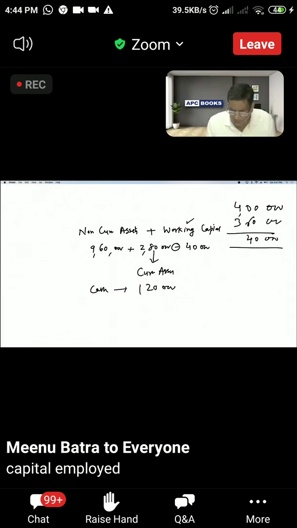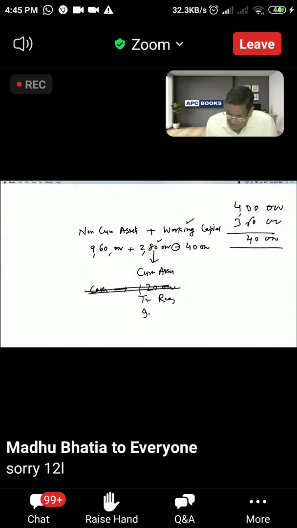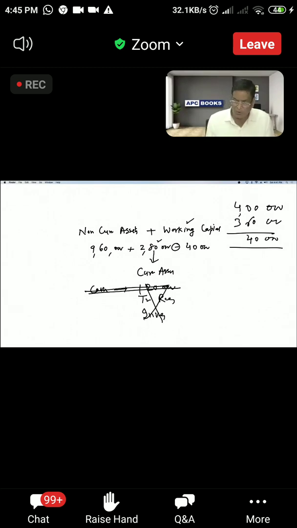Cash is given as 120 and current assets are given, so cash will be ignored. Cash and cash equivalents will be ignored because current assets are given as 280. Current assets means all the current assets. In this question, they may give trade receivables also. They may give inventory also. So they shall not be used because current assets of 280 are already given. Therefore, they won't be used.